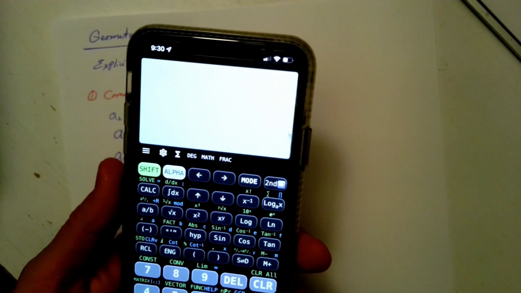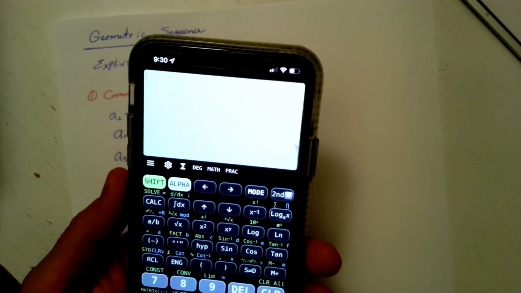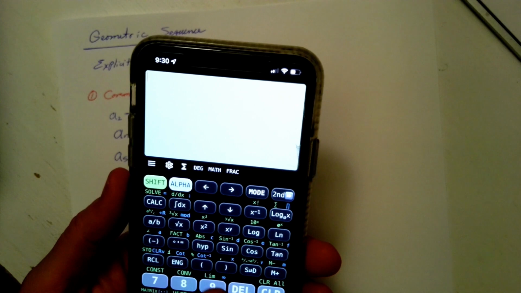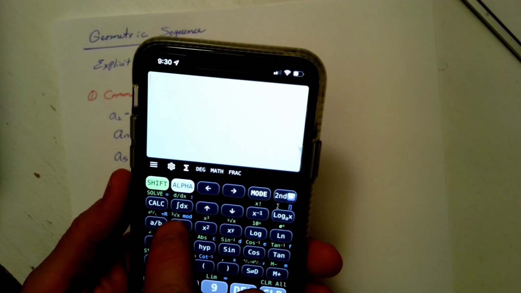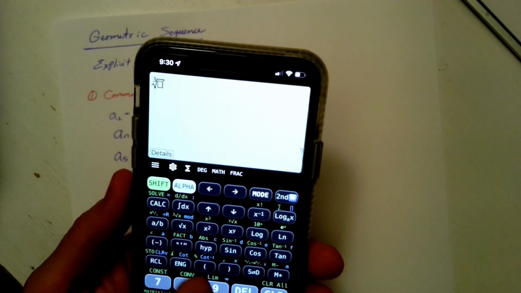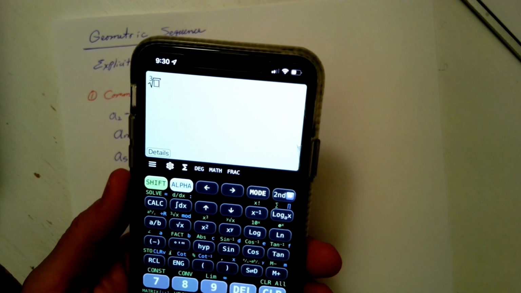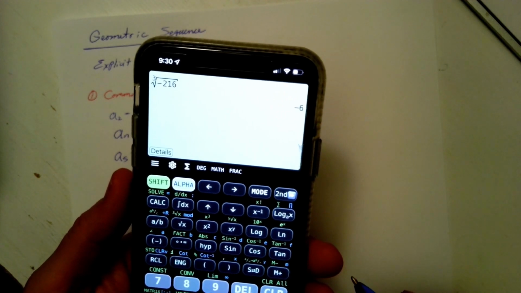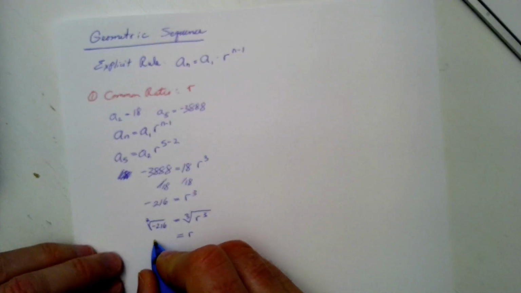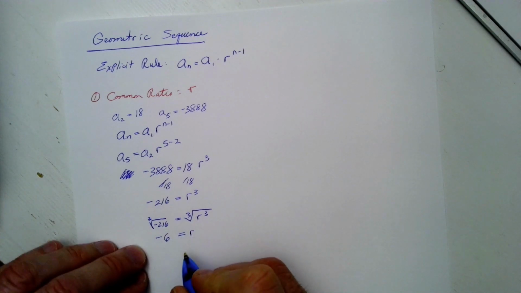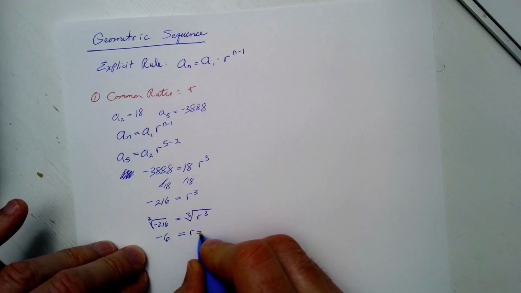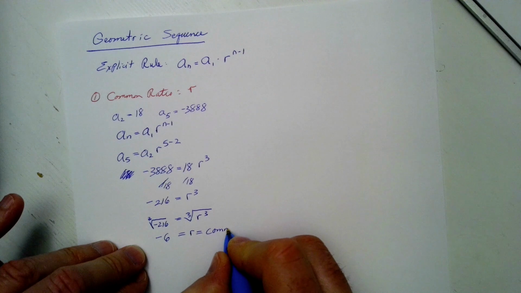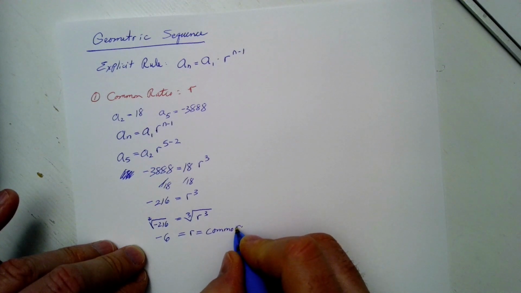That's why we have these fancy calculator apps, right? So here I go, the 3x, I'm going to go shift, and that's all set for my cube root. And I'll put in negative 216, and that gives me negative 6. So that equals our common ratio.